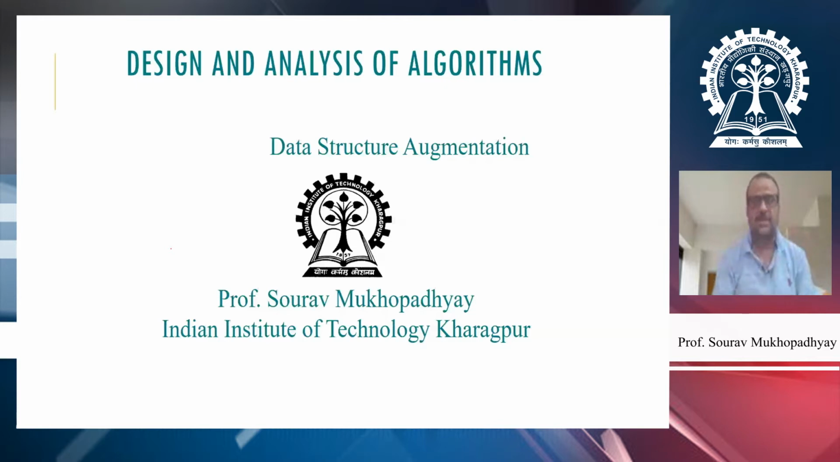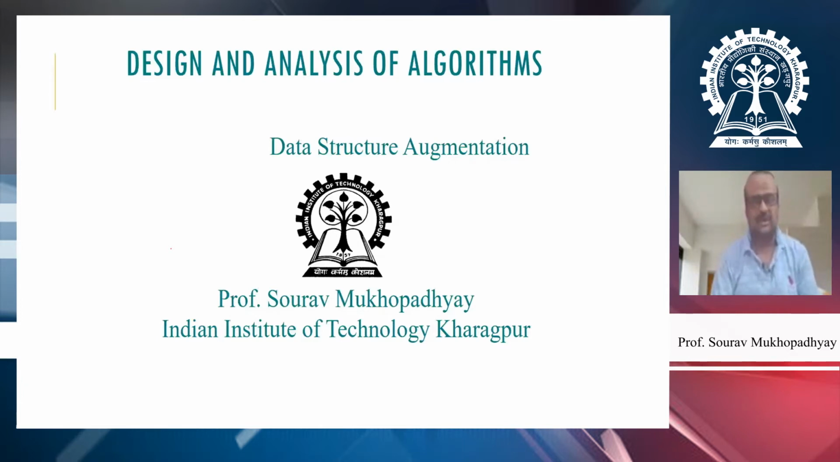Given some problems, we need to find the data structure. Instead of building a data structure from scratch, we can take some good underlying data structure and add some extra field there, which will help us solve our problem. That is called data structure augmentation. In this lecture we will discuss two problems. One is the dynamic order statistics problem, and the second is the interval tree problem. Let us start with the first problem, dynamic order statistics.